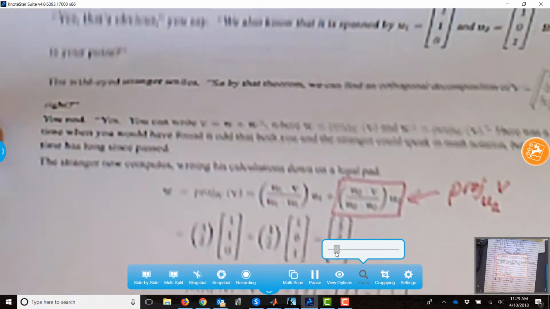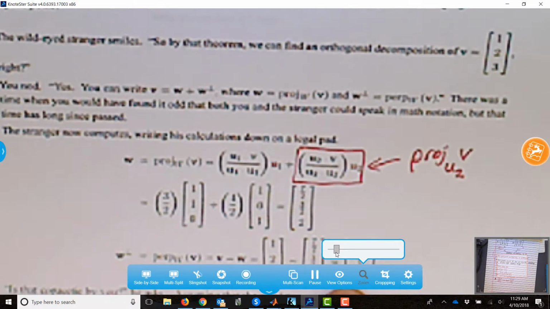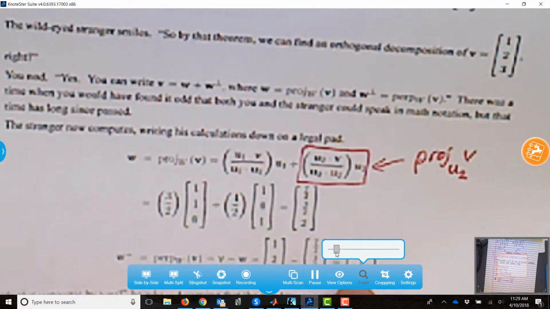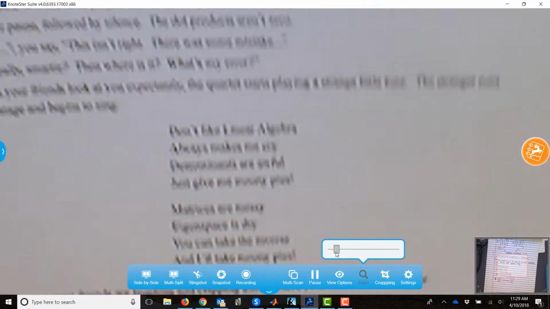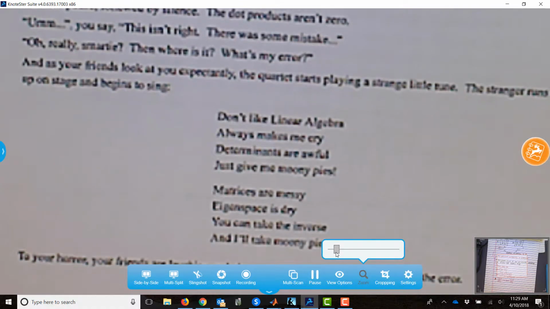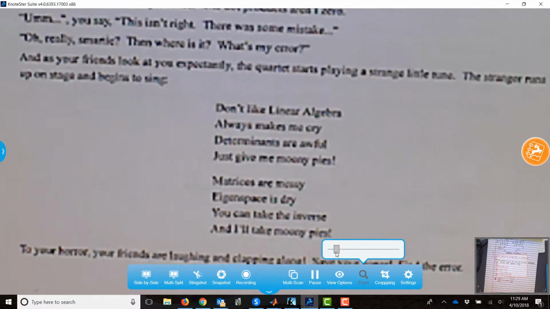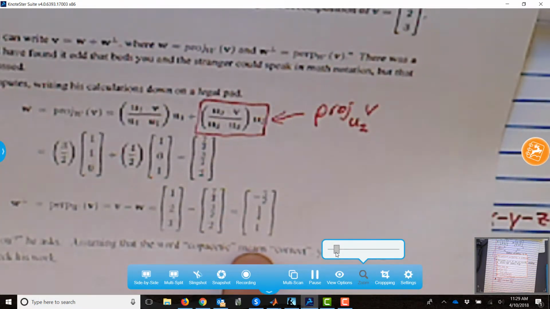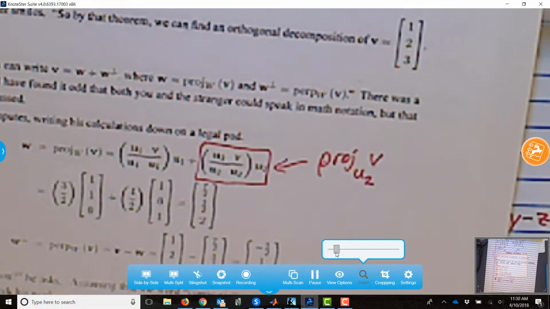So he computes W and W perp. And then he says take the dot product. And what's the problem? U2 of V. He takes the dot products of W perp with U1 and U2, and he says we're not getting 0. Anyone come up with a reason why?